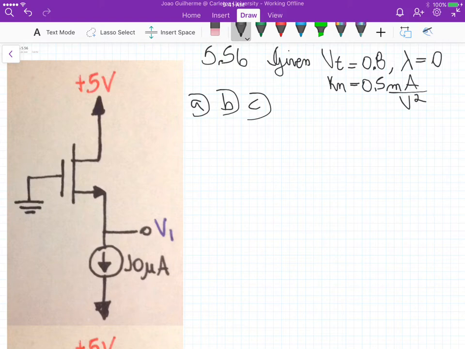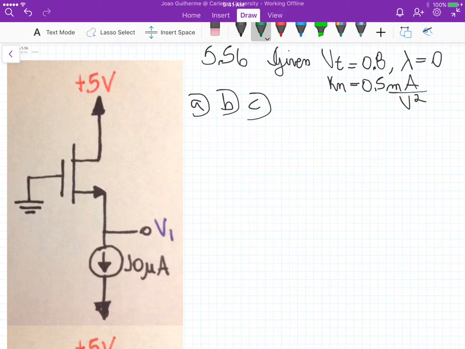This is the second problem, 5.56, and for this problem we have 8 circuits to solve. So I will show you the methodology to solve groups of problems. This first methodology will solve A, B, C. Then we'll have a second methodology that solves D and E, another one for F and G, and the last one for H.